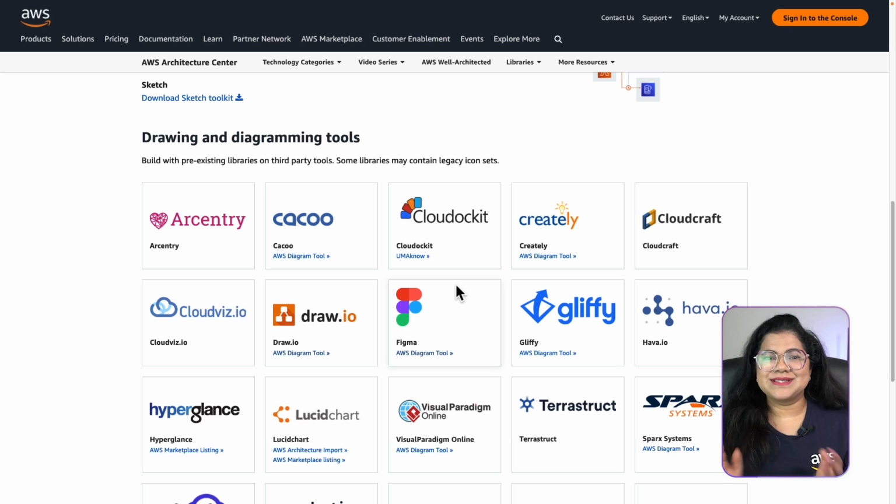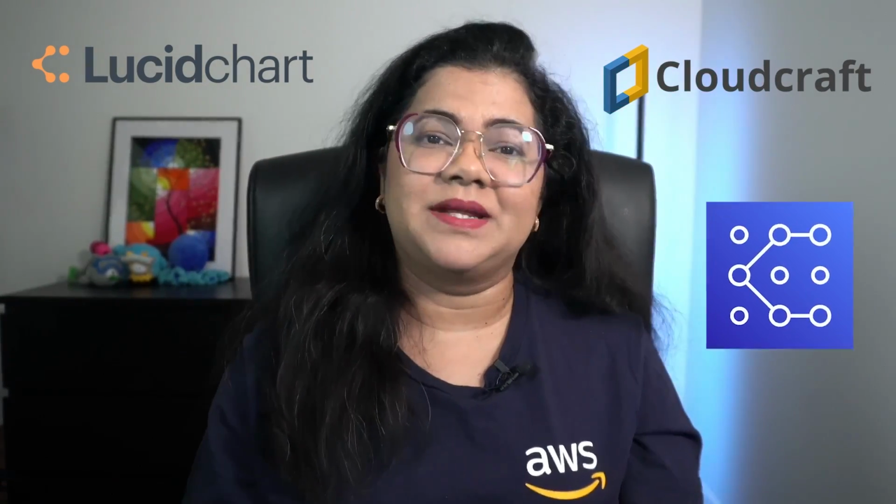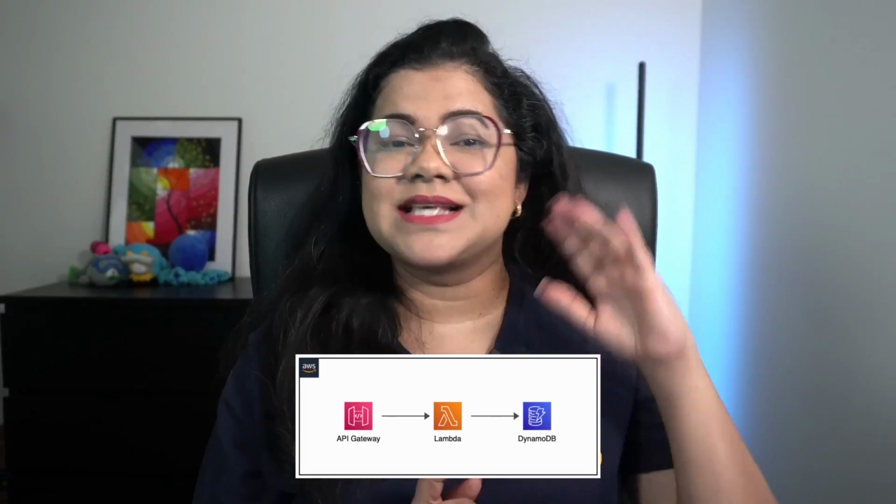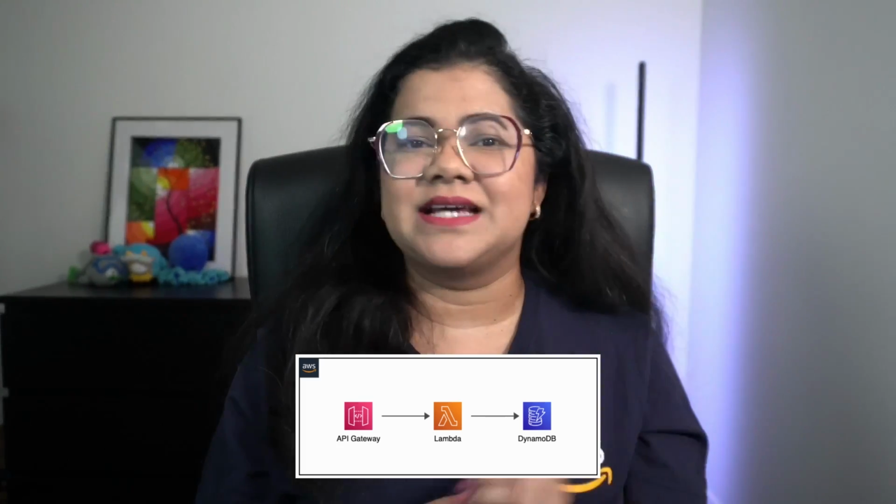There are so many tools to choose from. But today, I am going to explore architecture diagrams for not only creating beautiful architectures, but also providing some more additional features. So for this video, we will be looking at three tools: Lucidchart, Cloudcraft, and the new AWS service, Application Composer. We will use the free version of these tools and create a simple serverless pattern using the AWS resources, API Gateway, Lambda, and DynamoDB.